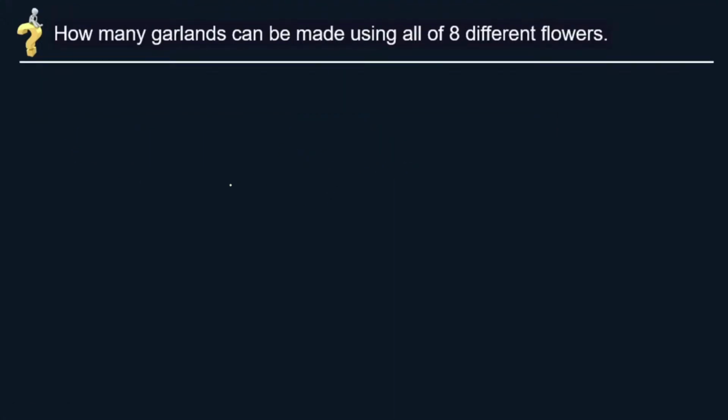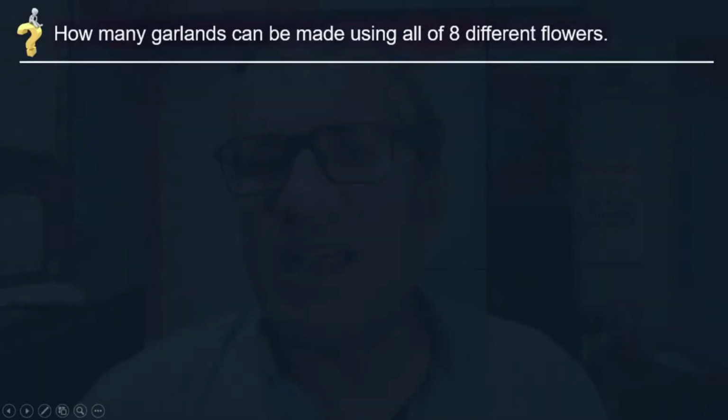How many garlands can be made using all of the 8 different flowers? Now, it's a question of garland. Whenever it's a question of garland or necklace, these are circular arrangements which you can pick up in your hand. So the total number of circular arrangements will be, as usual, n minus 1 factorial, no problem, but it will be divided by 2, because in this case, clockwise and anti-clockwise arrangements are the same. Is it clear to all?